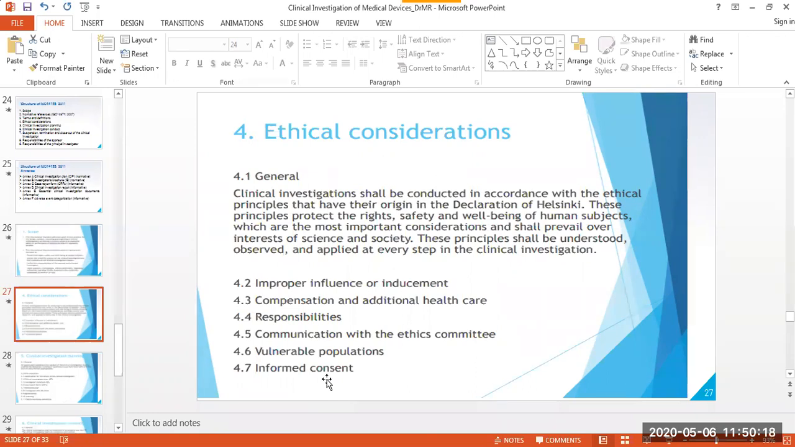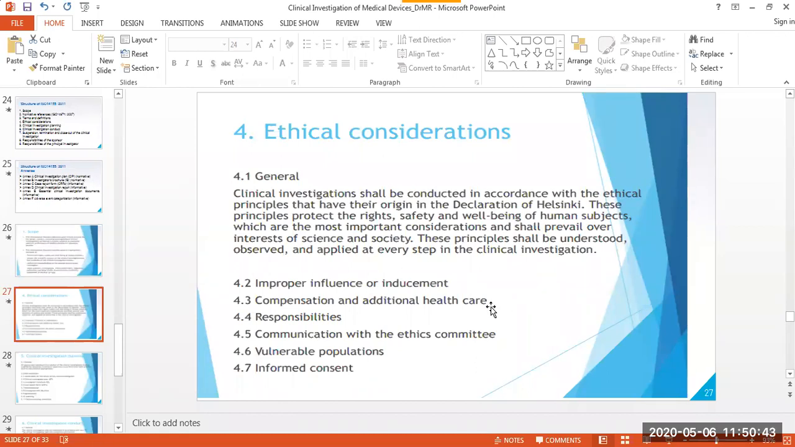That is improper influence, 4.2, or inducement. So what are the other unavoidable situations and unethical practices they are not supposed to follow? Everything can be explained in 4.2. And compensation and additional healthcare: if the human volunteer participates in the clinical investigation, what we have to compensate, and what additional healthcare support you provided, that can be explained.